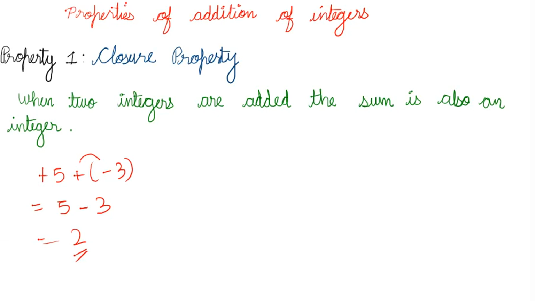I take another example, minus 5 plus 3. When the signs are different, we are supposed to just subtract. So 5 minus 3 is 2, and write the sign of the greater number, so minus. So minus 2 is also an integer.